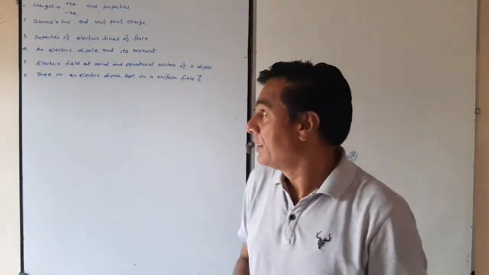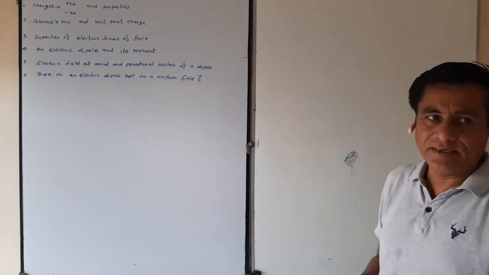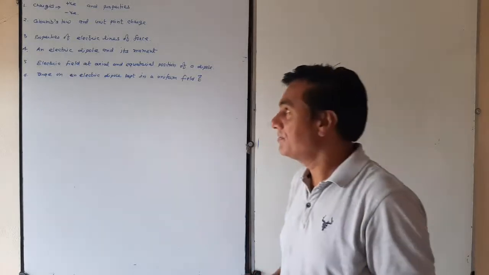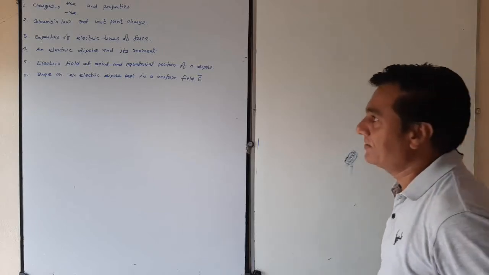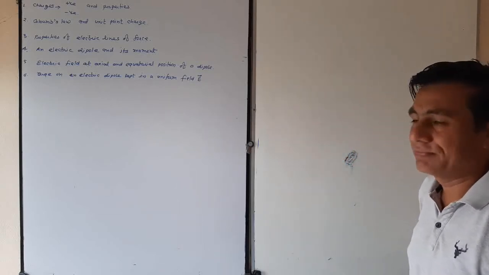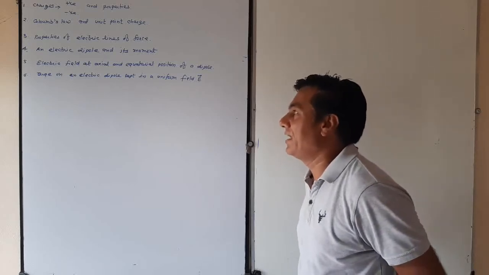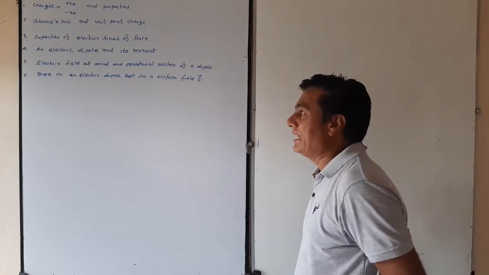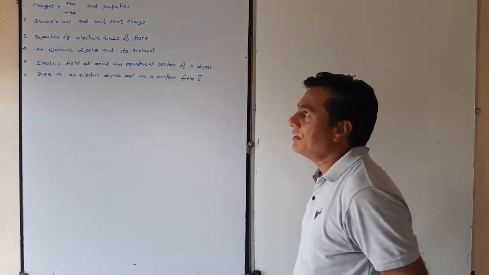Dear students, in electrostatics, today we shall discuss 5 or 6 points, and those points are: charge, properties thereof, Coulomb's law and unit point charge, properties of electric field lines, and an electric dipole and its moment. Fifth, electric field at axial position and at equatorial position due to a dipole, and torque on an electric dipole kept in a uniform electric field. Let us start with charge.